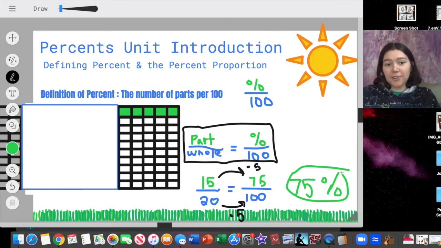Okay, so that's always how it works. That's how we think of percents. It's the number of parts out of 100. Now we're just going to quickly review how we can convert between fractions, decimals, and percents.